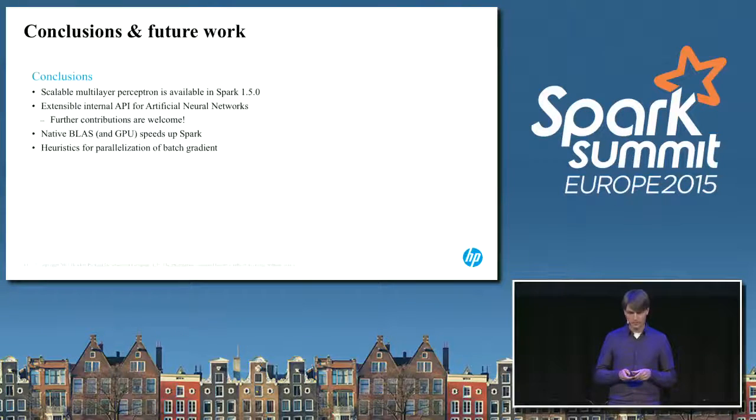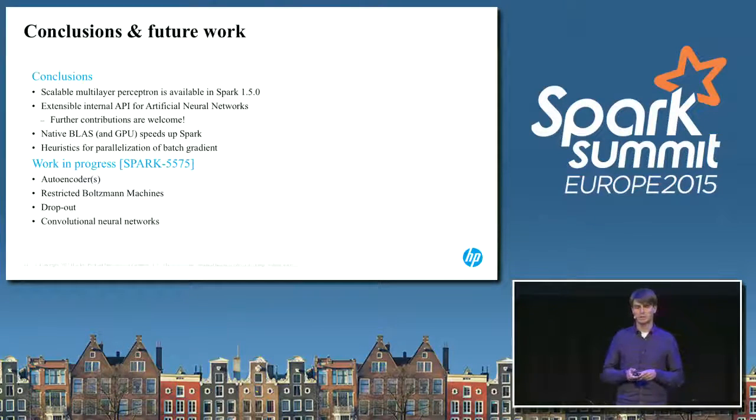Conclusions. There is a scalable multilayer perceptron available in Spark 1.5, and it provides an extensible internal API for artificial neural networks. And further contributions are very welcome, and they are quite easy to make. We have also shown that native BLAS and GPU speed up Spark for certain tasks and provide nice heuristics for parallelization of batch gradient.